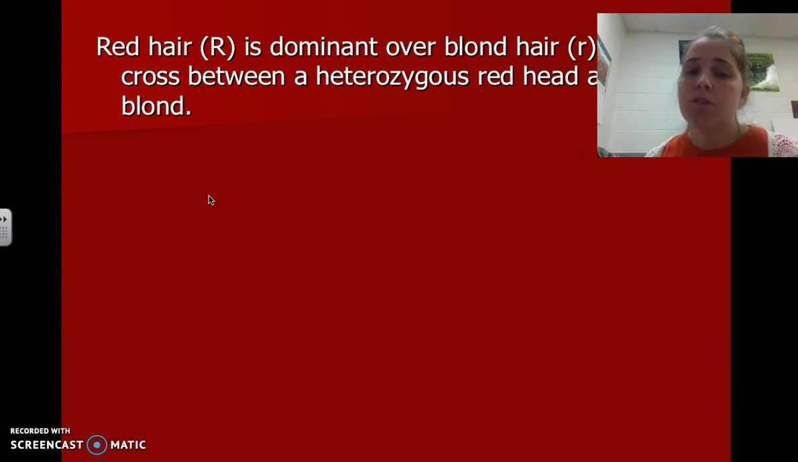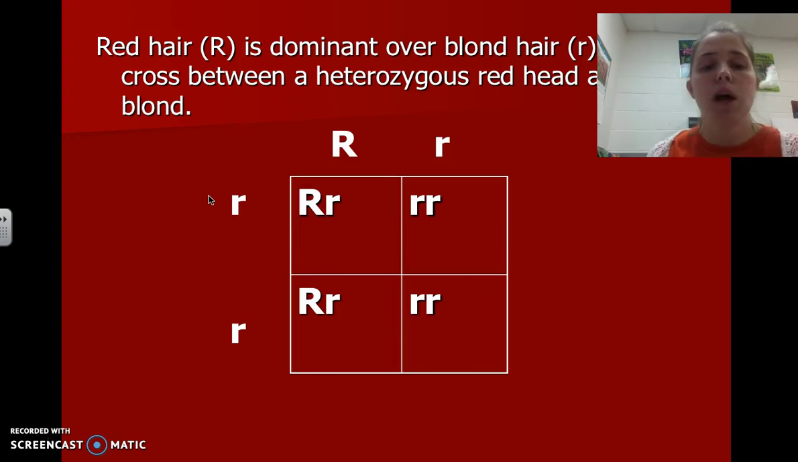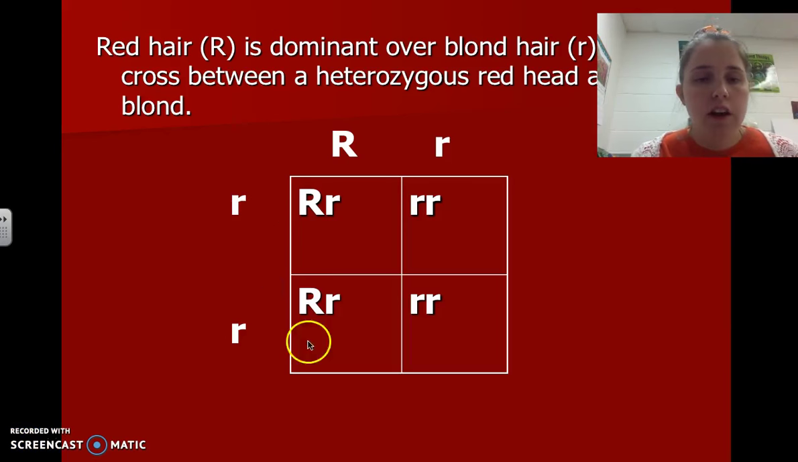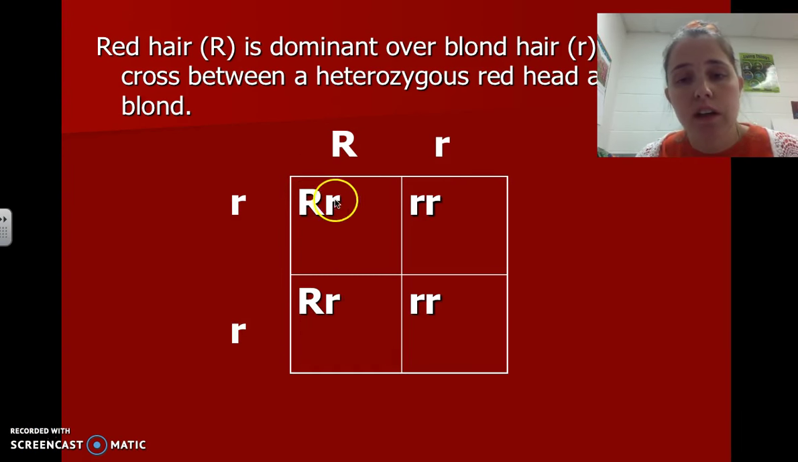Okay. Now red hair is dominant to blonde hair, so we're going to make a cross between a heterozygous redhead and a blonde. So heterozygous redhead, there's the heterozygous, and the blonde. So we're going to go ahead, big R, little r, little r, little r, little r. And essentially the little r's will end up coming across, so we go little r, little r, little r, little r.